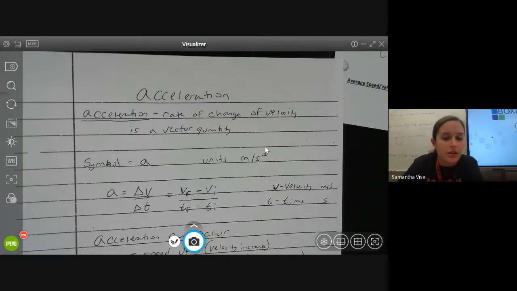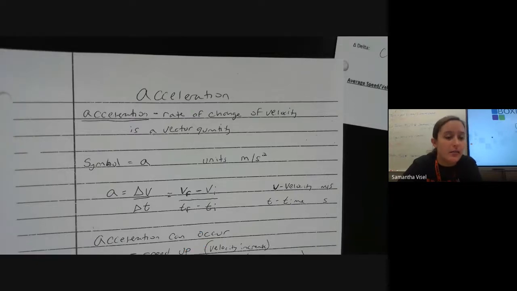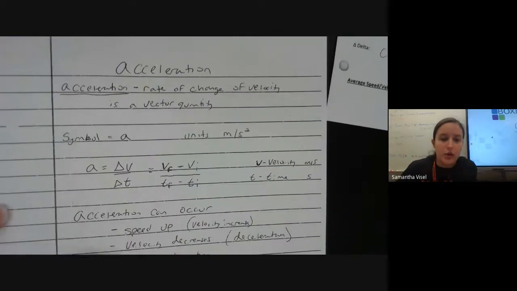So acceleration. Generally when we hear the term acceleration, we might think of speeding up, like slamming on the gas in a car. While that is a form of acceleration, the physics definition is not technically just speeding up. The physics definition of acceleration is the rate of change of velocity. Anytime you change your velocity, you are accelerating, whether it be in the magnitude of how fast you're going or direction. So it is a vector quantity. The symbol is a lowercase a, and the units are meters per second squared.